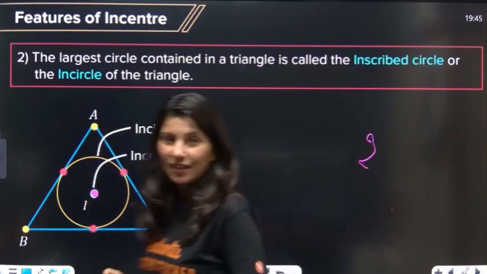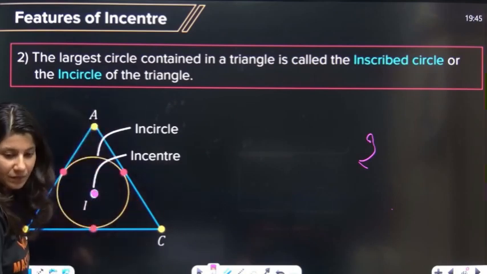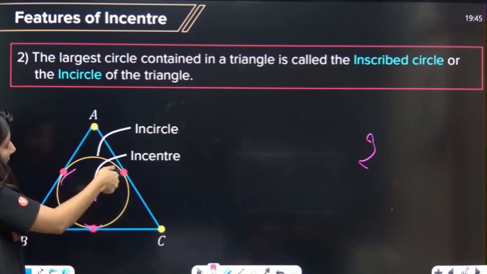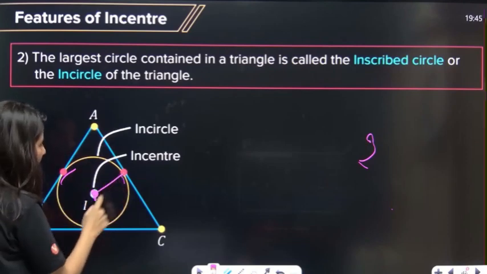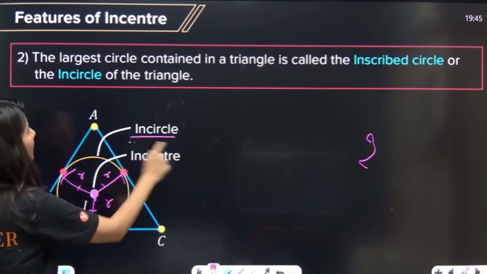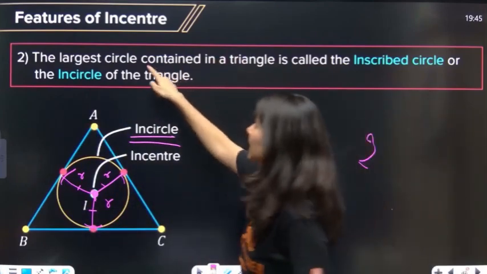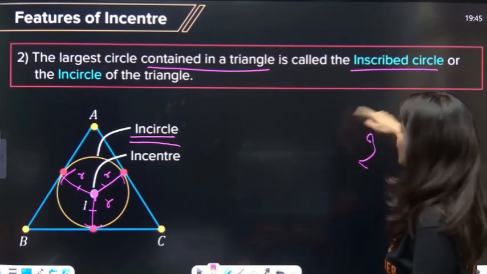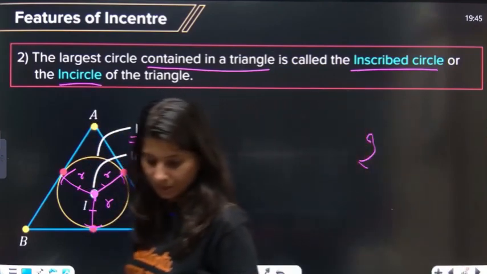Using that, if you keep the tip of the rounder over here and the pencil just here, you will be able to draw a circle which touches all three sides. That distance is the radius of the circle. This is your incircle. Contained means it is touching all three sides. It is called the inscribed circle, or you can call it the incircle. Inscribed means inside.